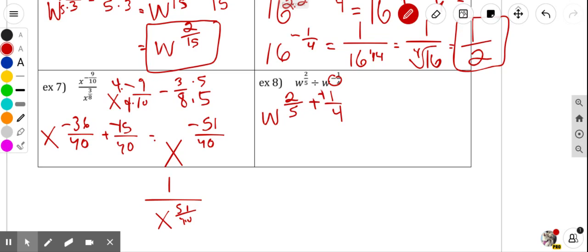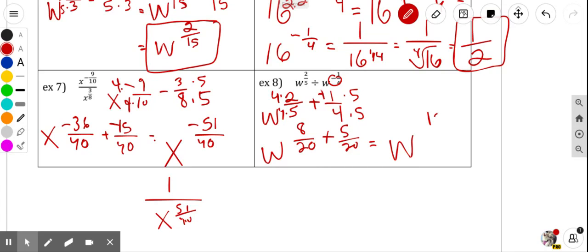So with 5 and 4, the lowest number they both go into evenly is 20. So to make 1/4 20 on the bottom, we're going to multiply top and bottom by 5. To make 5 20 on the bottom, we're going to multiply top and bottom by 4. So we're going to have w to the 8/20. And remember, it changed to plus because it was minus negative 1/4. So plus 5/20. And then you just add the numerators. So it's going to be w to the 13/20. It's positive, so that's it. That's all we can do.